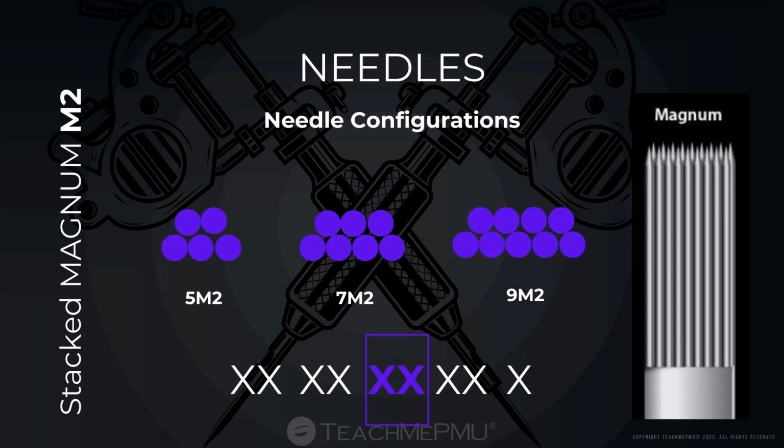Stacked magnums are labeled as M2. These needles are configured in 2, not offset, flat rows stacked on top of each other. Similar to regular magnums but with increased ink capacity. Denser and more saturated shading or color packing. Dense shading, color packing in large areas. Long stroke is recommended for maximum saturation and efficiency.